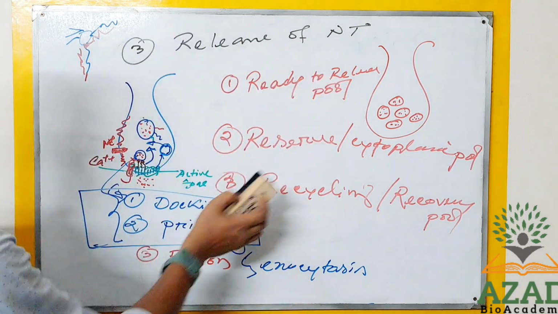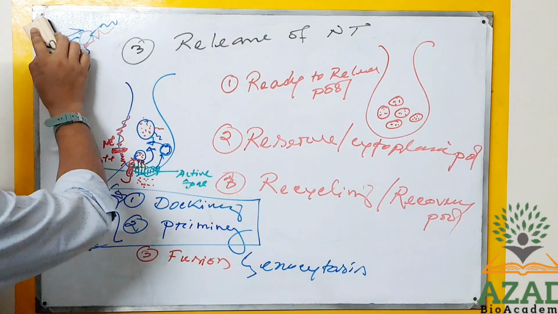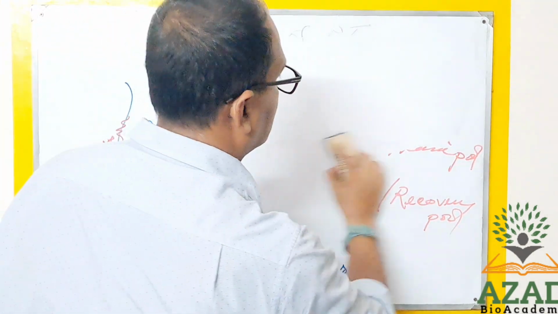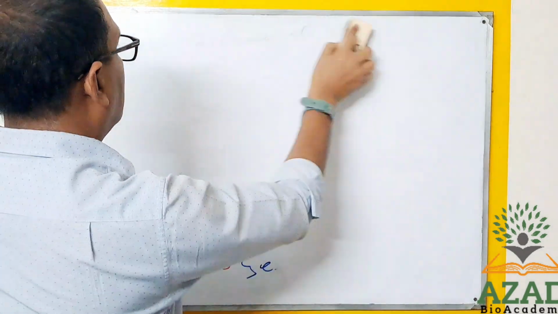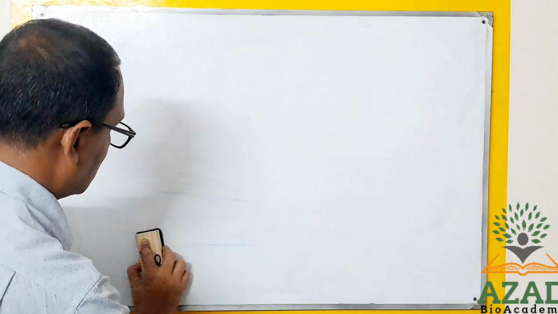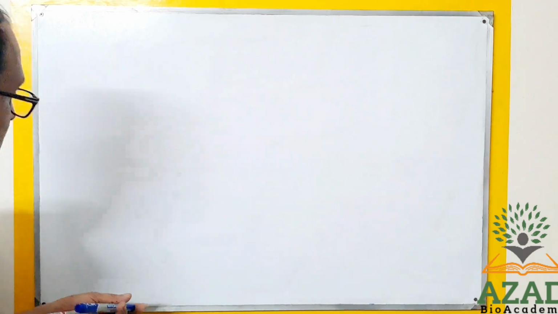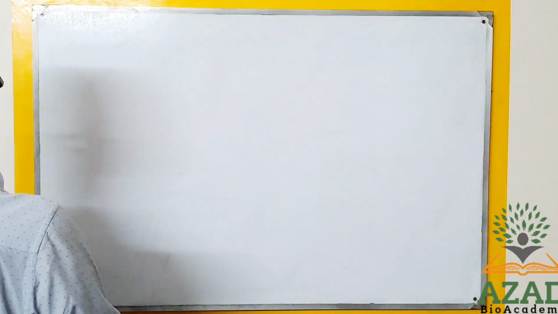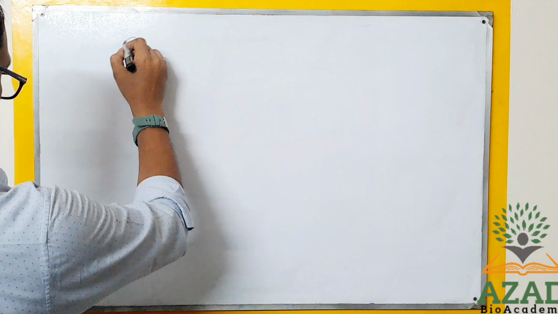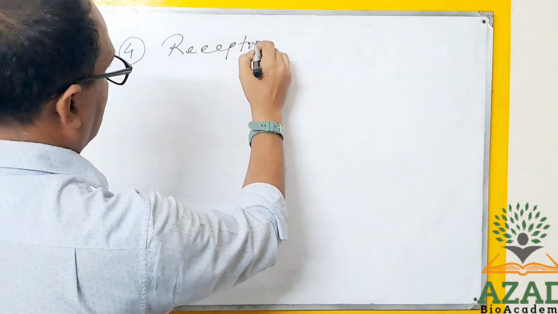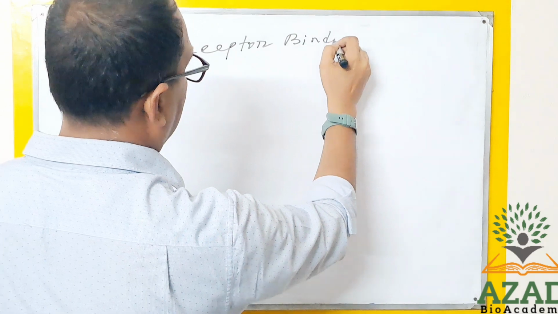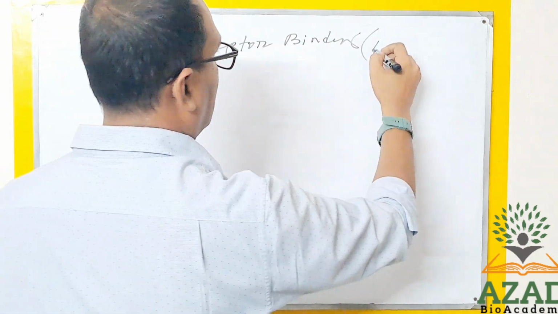So this is the third stage, or third event, of neurotransmission. Now I will go very quickly to the fourth stage, or fourth event, that is receptor binding, or you can say biological activity.